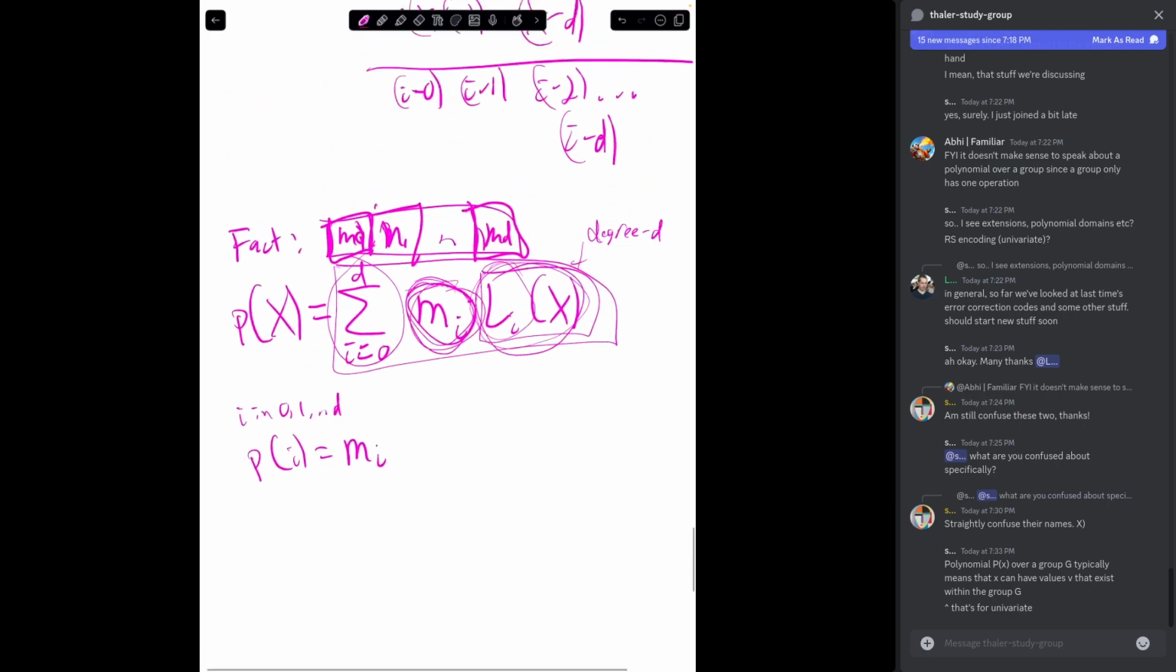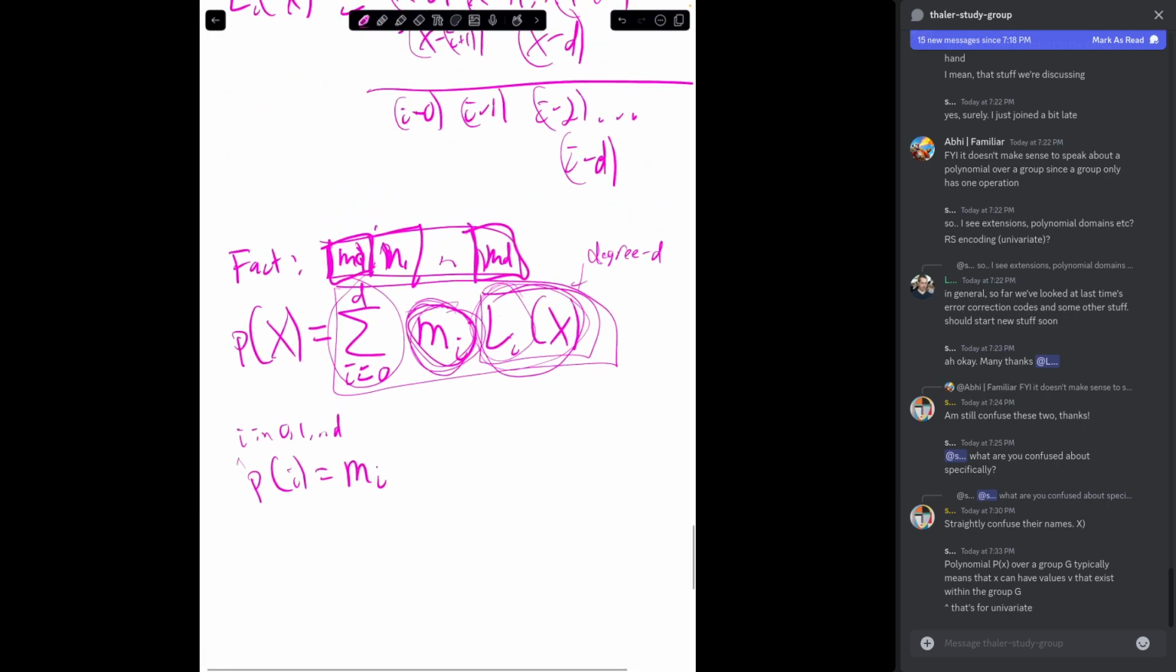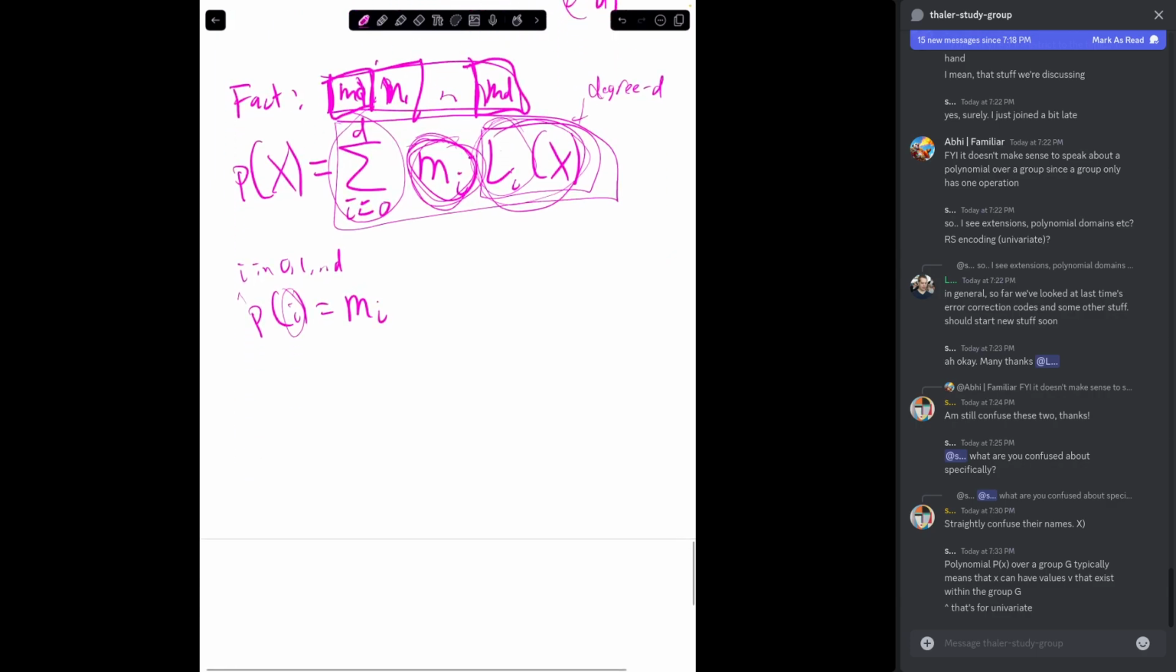And so I get the exact behavior I want point by point, where the ith input maps to the ith entry of the message I'm encoding. Okay, questions at this point?